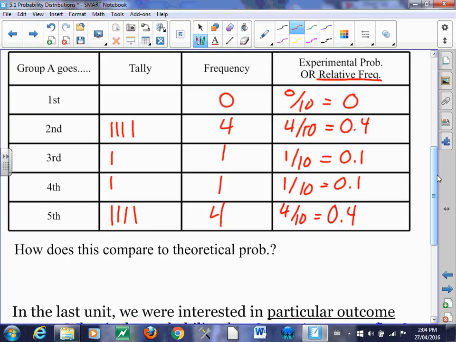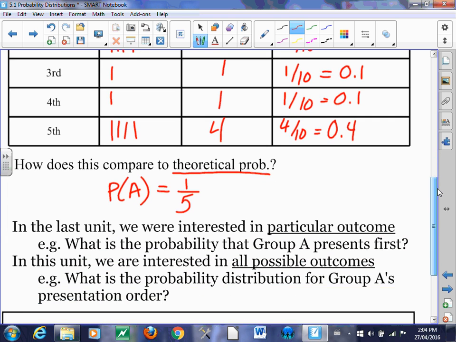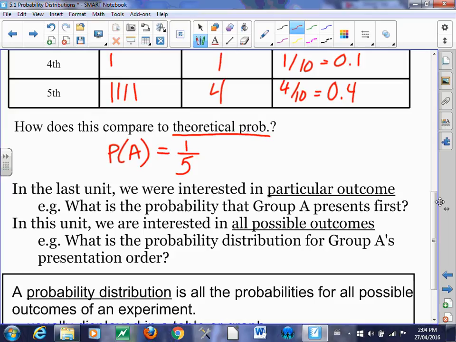right? This is the experimental probability. Now, if we did the theoretical probability, so the probability of group A going first, okay, is 1 over 5, because there's 5 total groups, okay? All right, that makes more sense if we were actually in class and we could do that experiment together, so I hope that's okay for you. Please see me if that has you confused.